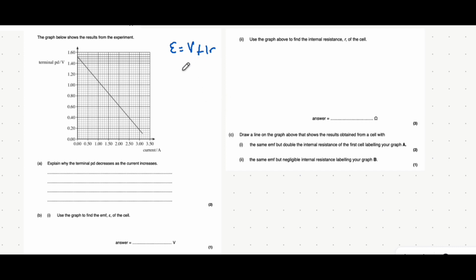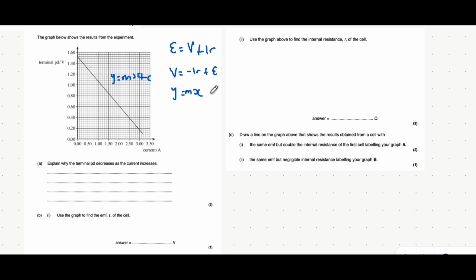If we subtract IR from both sides, we get V equals EMF minus IR, or minus IR plus EMF. Now, why did I write it like this? It's because what we have here is a straight line equation, which we know is in the form y equals mx plus c. And we have voltage on the y-axis and we have current on the x-axis.